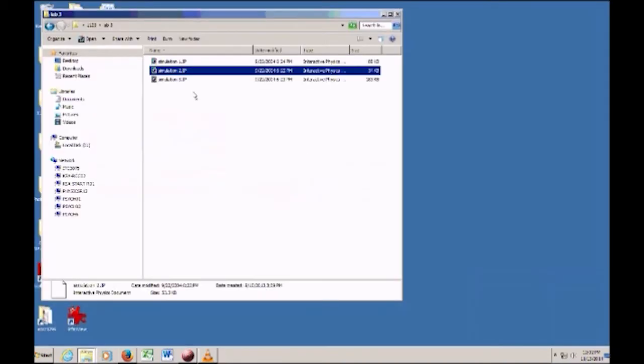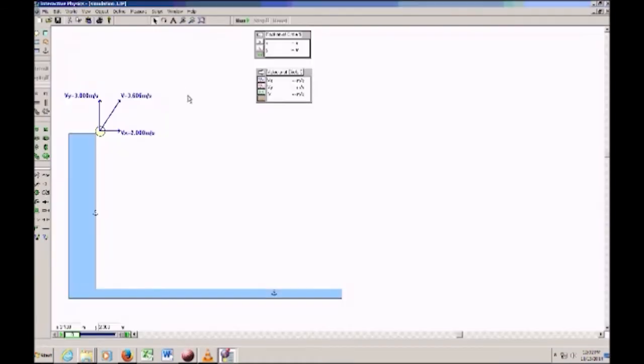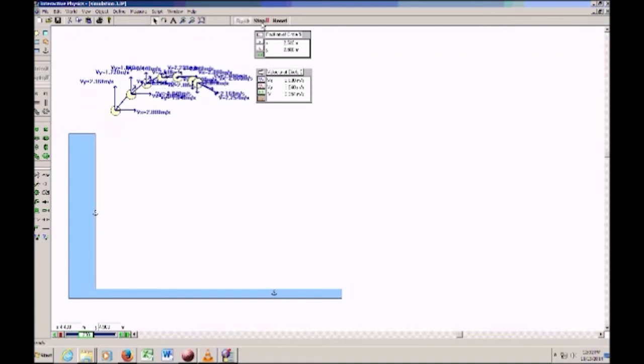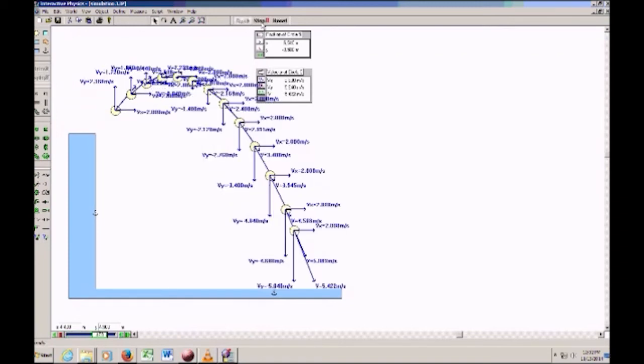Again, don't save the changes. Open this one up, and it's going to be very similar, except that the ball will be fired in the air, and then it's going to come down lower than it started, so lower than the launch height. So again, I'll run this, and when it bounces, I'll stop it.